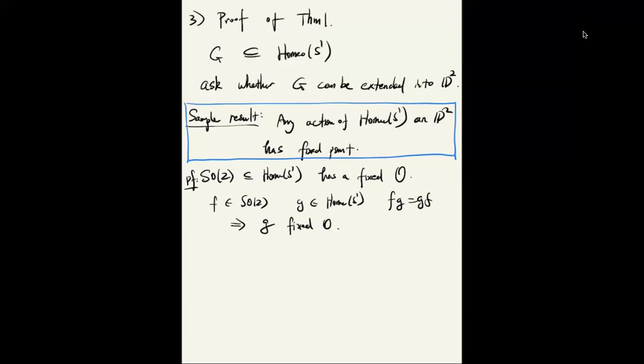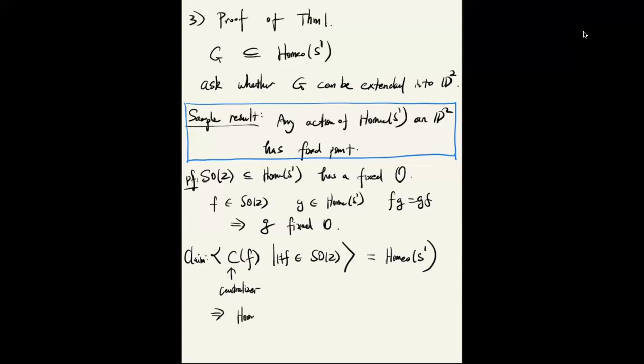So now you're doing an algebraic computation to show that the centralizer of every element in SO2 is a big set. You use all of these elements to generate a subgroup, and this is a claim you need to prove: the centralizer of every element F not equal to one in SO2 is equal to Homeo of S1. So any non-trivial element in SO2, its centralizer generates the whole group. Using this argument, you can show that Homeo of S1 fixes O.